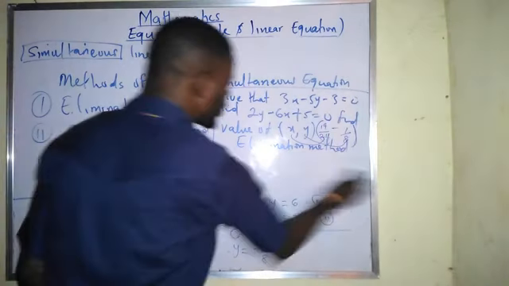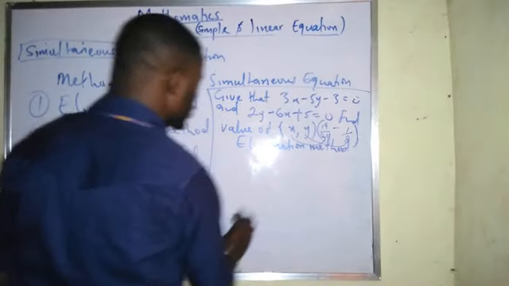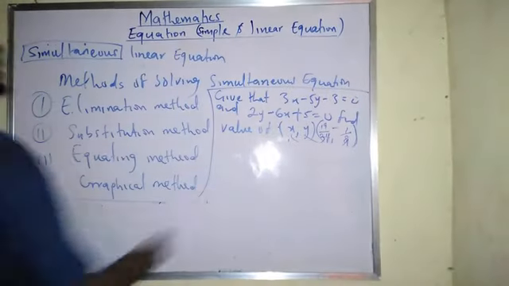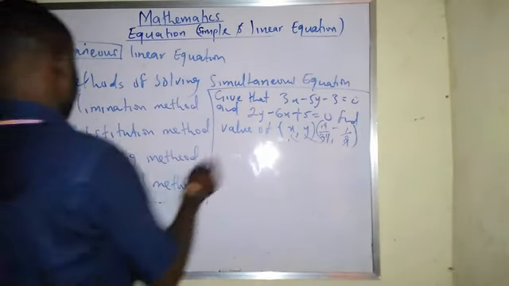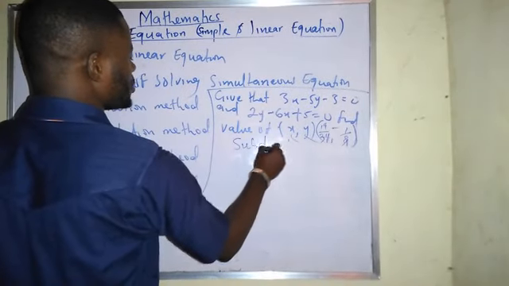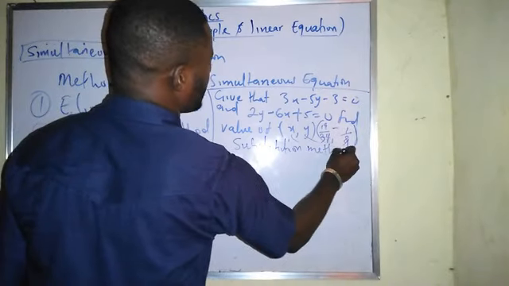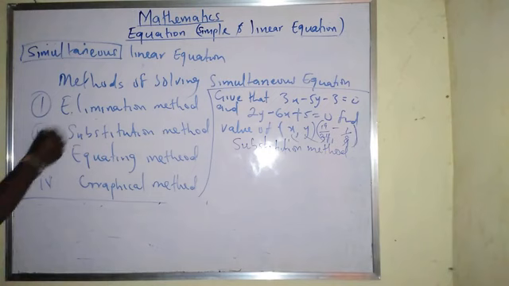And the second method, we call it substitution method. I want to substitute. Substitution method means we are replacing one thing with another. Now, this substitution method is also very simple. I'm now on this part.